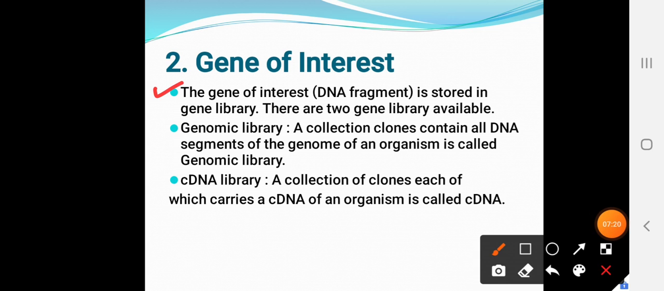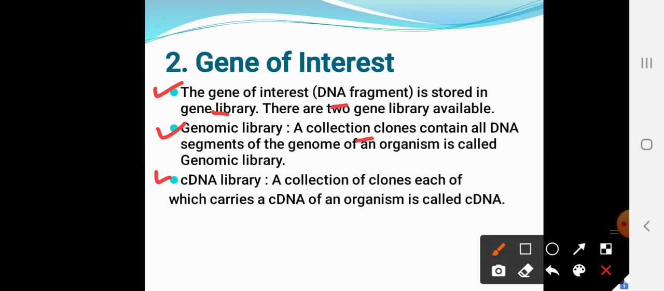The gene of interest is a DNA fragment. It is stored in a gene library. There are two types of gene library: genomic library or cDNA library. cDNA library means chromosomal DNA library. In genomic library, what is genomic library?